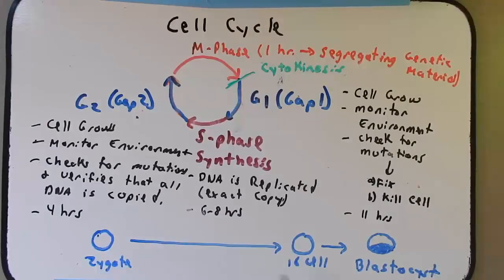In fact, between a zygote and a 16 cell embryo, the size is almost exactly the same. And as you move up to the blastocyst, it is a little bit bigger. I should make it a little bit bigger, but it's not much bigger.